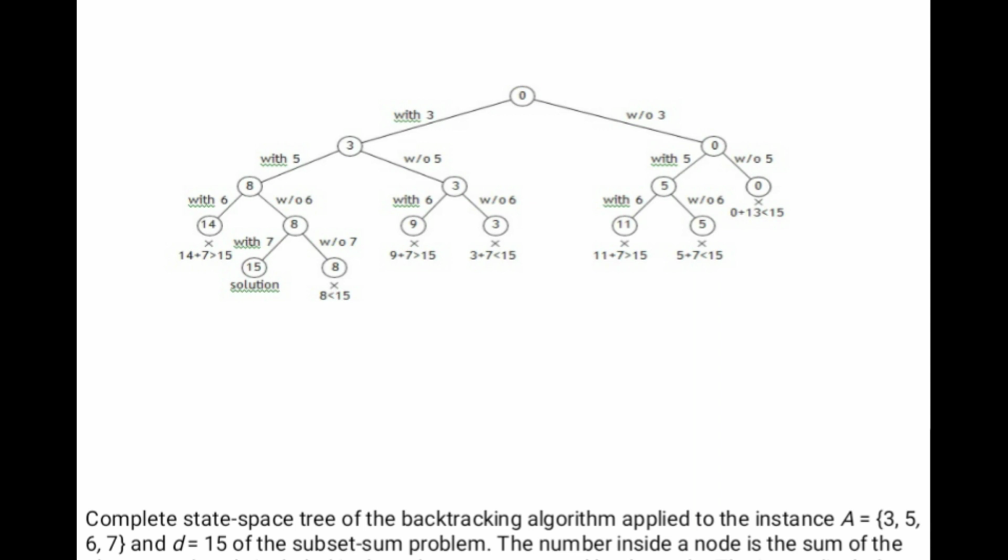We can either report this result and stop, or if all the solutions need to be found, continue by backtracking to the node's parent. If S is not equal to D, we can determine the node as non-promising if either of the following two inequalities hold. That is, S plus A(i+1) greater than D, the sum is too large. S plus A(i+1) less than D, the sum is too small.